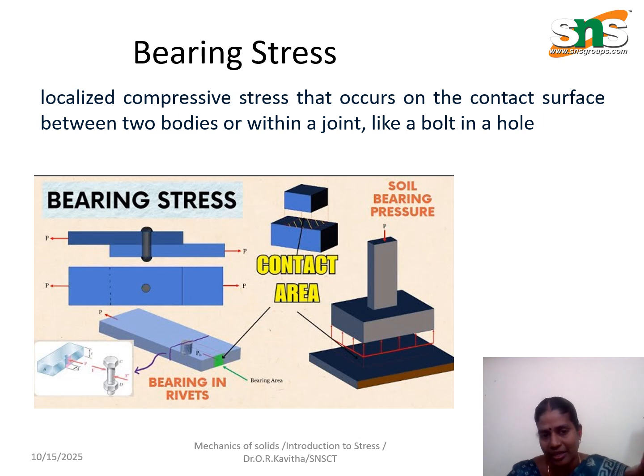So bearing stress is nothing but the localized compressive stress that occurs in the contact surface between two bodies or within a joint. Mostly here, if you are taking a plate, they were using the lapped joint. So the lapped connection is given by rivets. In those places we may use bolts also. So bearing stresses will be created between this body, that is a plate, and also that bolt or rivet. That is a bearing stress.